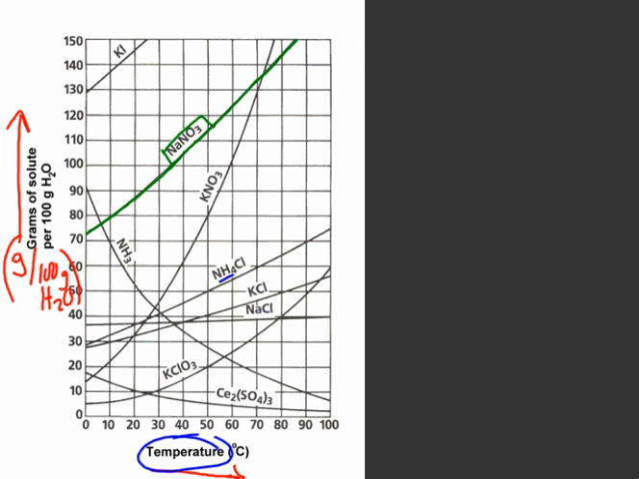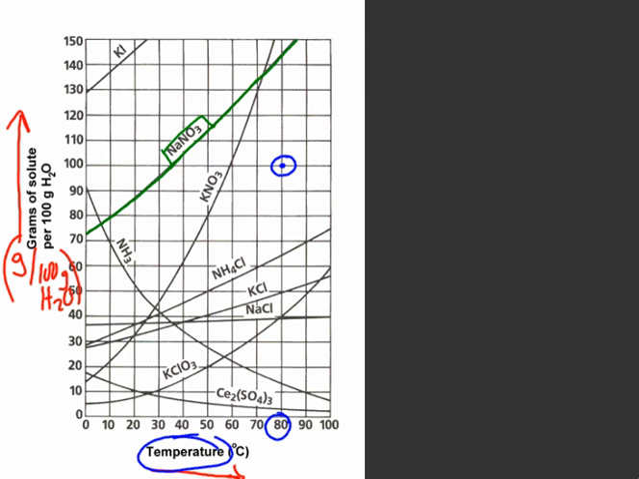A type of question I would ask would be: if I had an unsaturated solution of sodium nitrate at 80 degrees Celsius, let's say 100 grams of sodium nitrate and 100 grams of water, that would put me right here. The question would be, how much more solute, sodium nitrate, can I add to that solution to make it saturated?